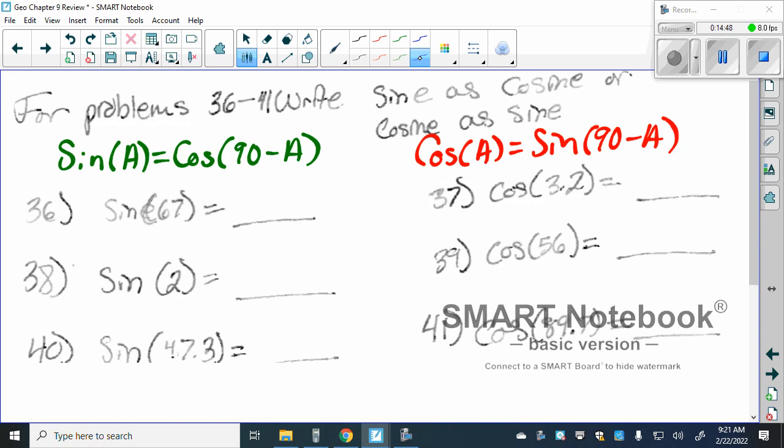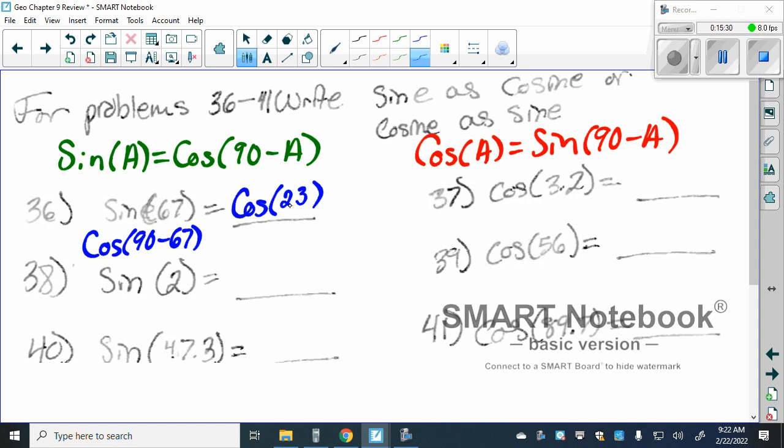Or as I think most of y'all ended up saying, we're just taking whatever the angle is and subtracting 90 from it. So if we look at 36, it's sine of 67. So for this one here, that'd be the same as cosine of 90 minus 67. And 90 minus 67 is? So the answer would be cosine of 23. That's it. It's not actually asking us to find what cosine of 23 is. It's just rewriting sine as cosine.